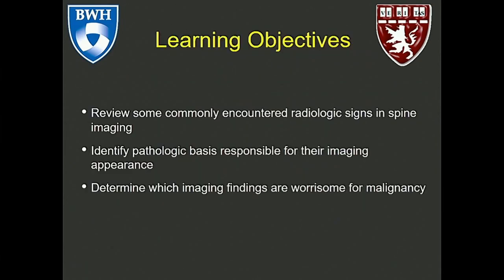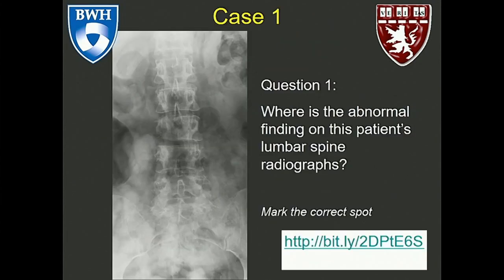So we're going to review some commonly encountered radiologic signs in spine imaging today, and then take a look and see what the pathologic basis is for their imaging appearance. And then ultimately what we want to do is determine which imaging findings are worrisome for malignancy. So we're also going to be using the devices today. So here's our first question. Where is the abnormality? So where is the abnormal finding on this patient's lumbar spine radiograph? Just mark the correct spot here.